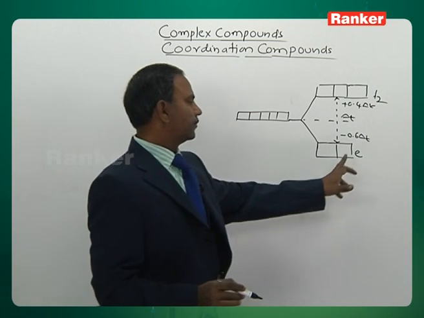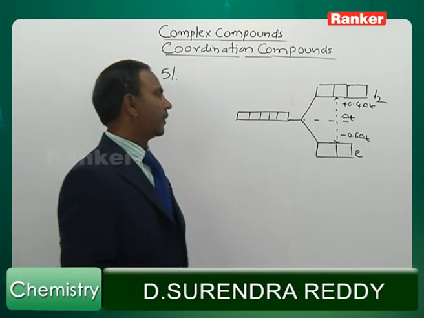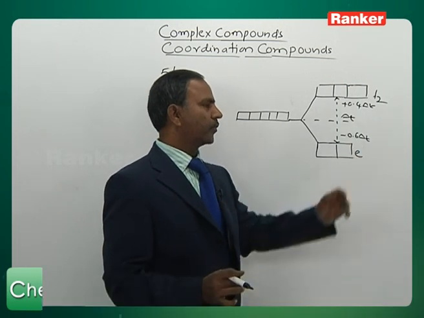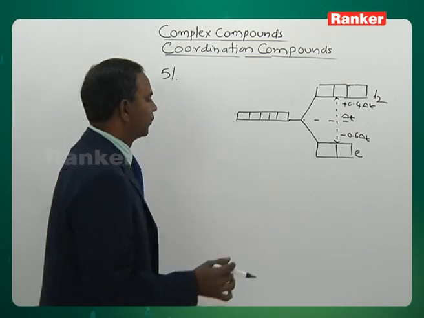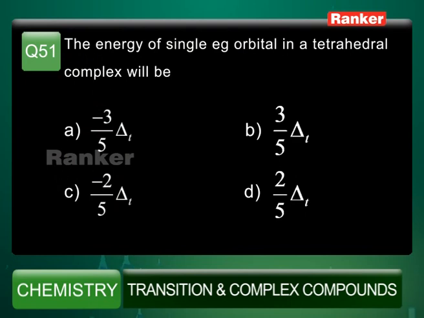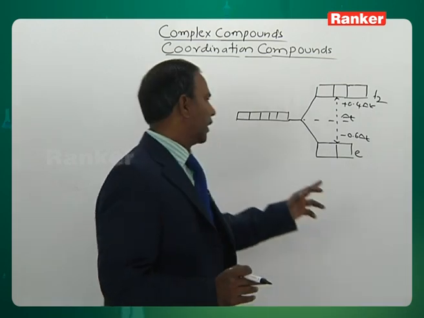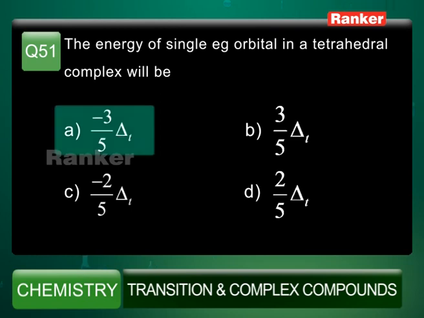The question is: what is the energy of each Eg orbital in the tetrahedral geometry? The Eg will be minus 0.6, which means minus 3 by 5 delta T. Option A is minus 3 by 5 delta T, B is 3 by 5 delta T, C is minus 2 by 5 delta T, and D is 2 by 5 delta T. So the answer is A for question number 51.